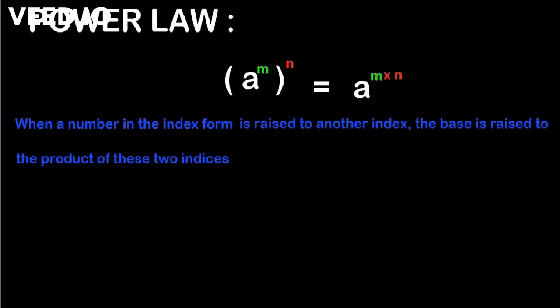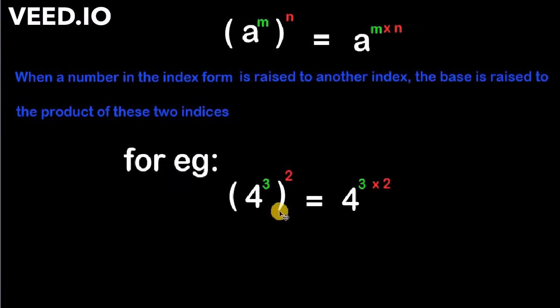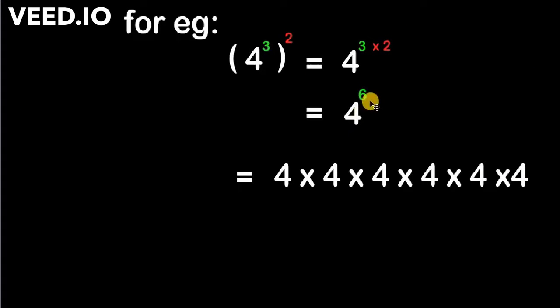For example, 4 to the power of 3, the whole raised to the power of 2 is, so according to the power law, we are going to multiply these two indices on the base 4. So it is 4 to the power of 3 into 2. That is 4 raised to the power of 6. 4 to the power of 6 means we are multiplying 4 six times. On multiplying, we get 4096.